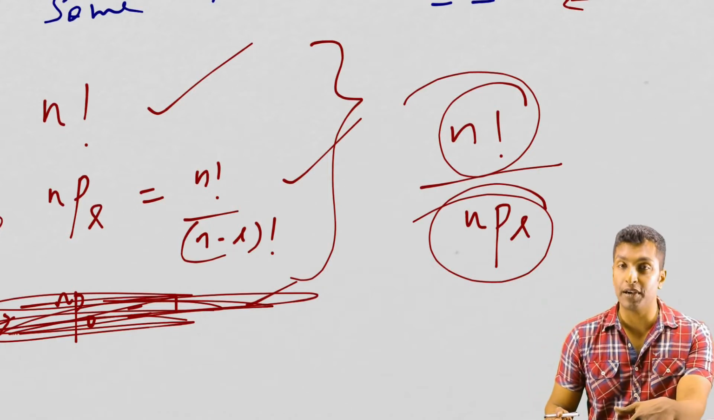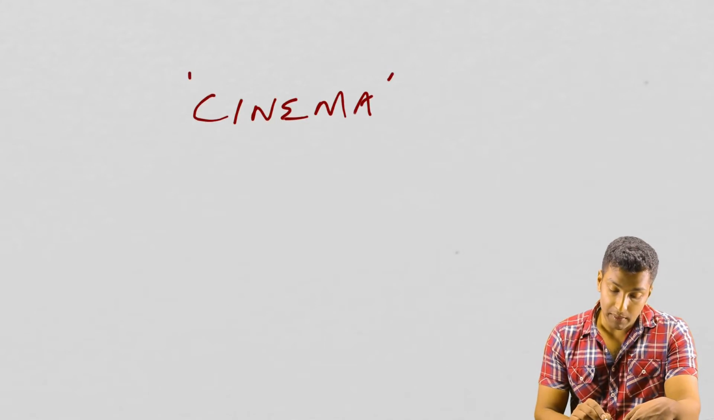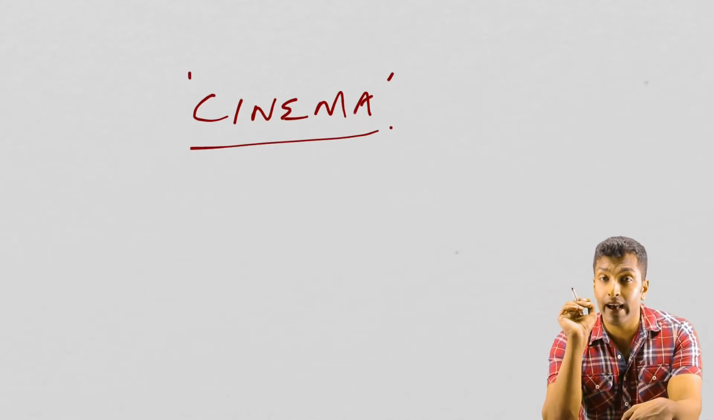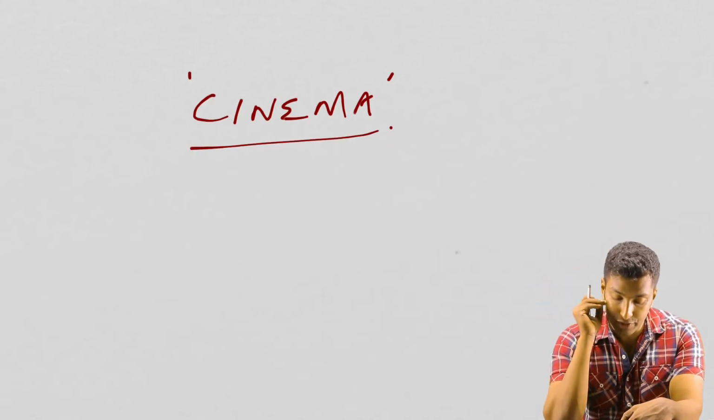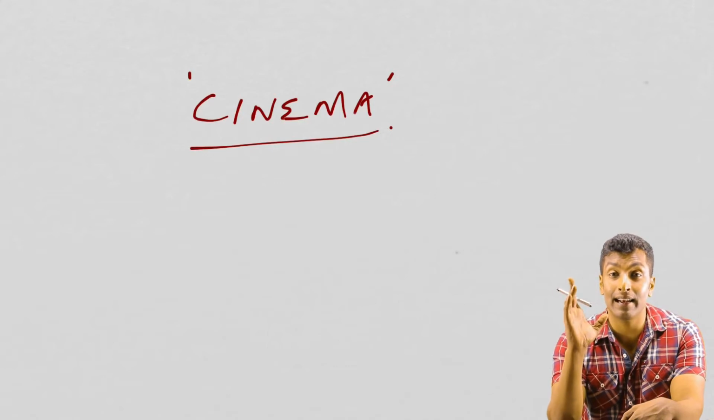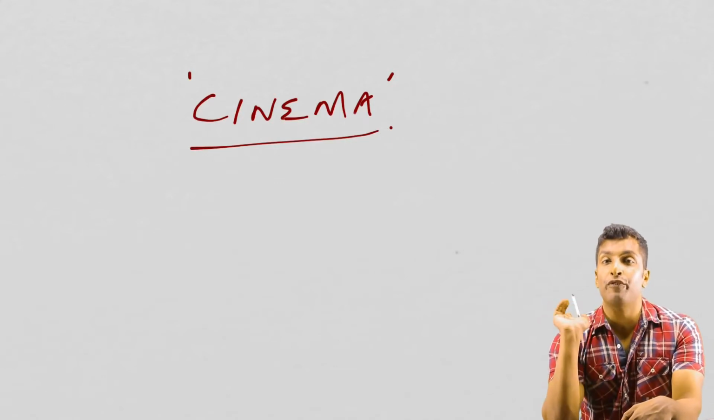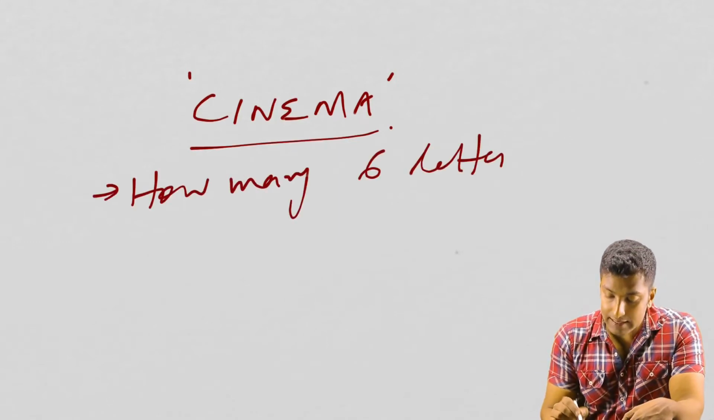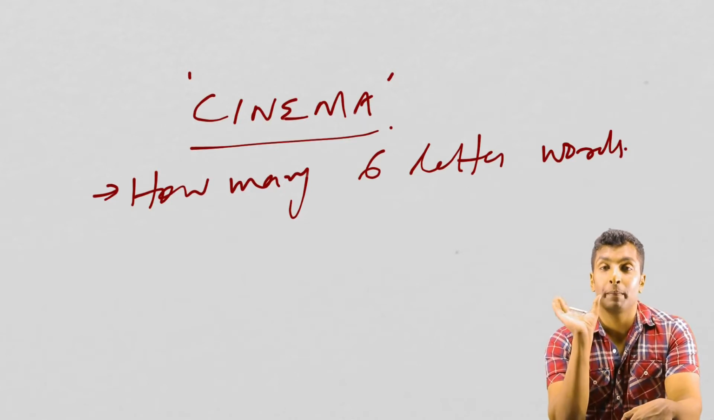Let me discuss one example now. Let's take the word CINEMA. How many letters are there in the word CINEMA? There are 6 letters, and the speciality is that all 6 letters are distinct. Now let me give you different cases. Simply, if I ask you how many 6-letter words I can make with the letters of the word CINEMA, that is a simple question.